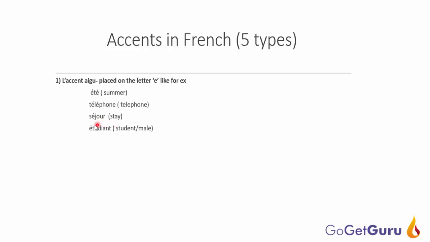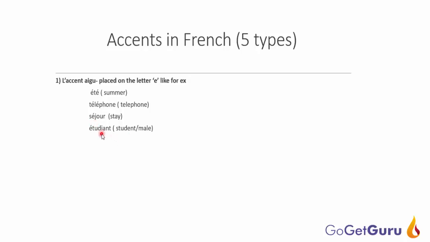The third one is séjour. Basically it means stay. So say, open your mouth when you're pronouncing the E with an accent aigu like A. So séjour.